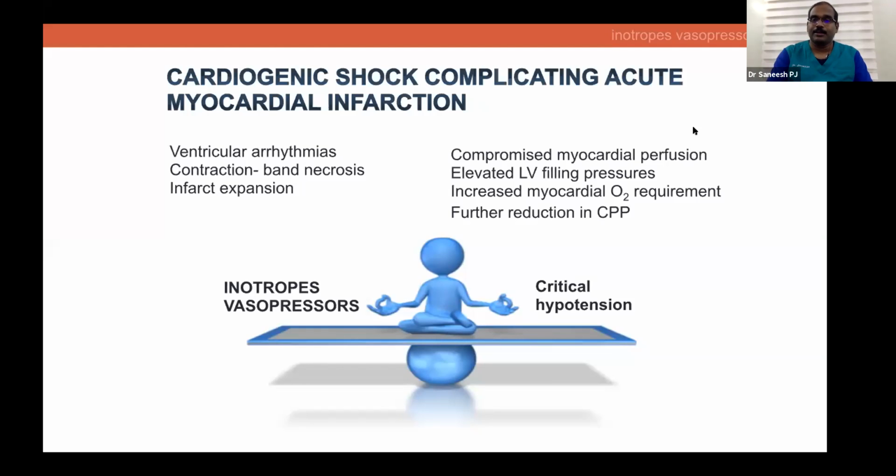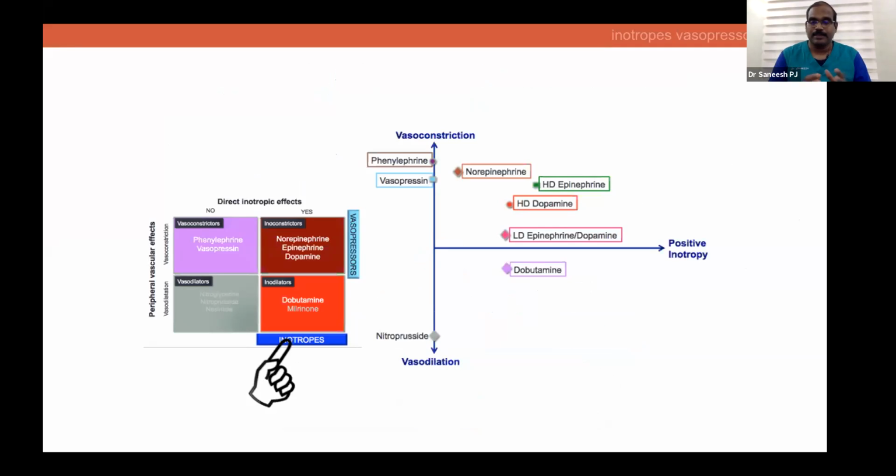But then you need to keep in mind that the compromised myocardial perfusion, the elevated LV filling pressures, further reduction in coronary perfusing pressure, CPP, all are going to make the condition worse and worse and worse for your patient. So now you have to take a balanced decision. Your first target will be to maintain the coronary perfusion pressure rather than aiming for your blood pressure values.